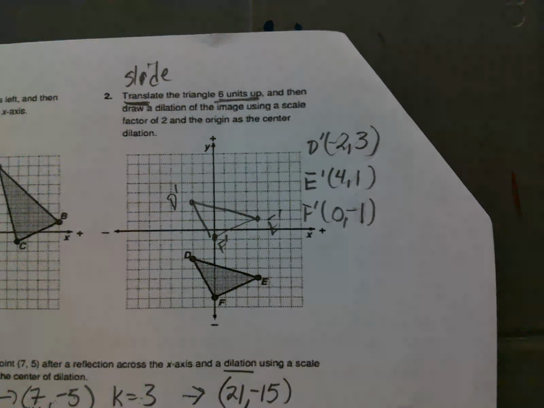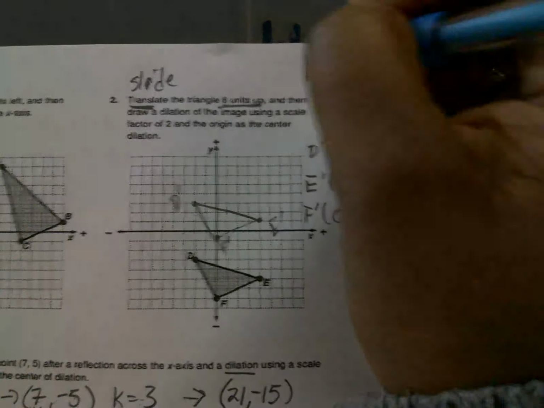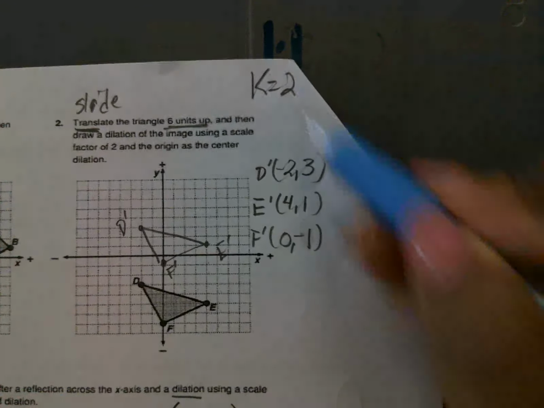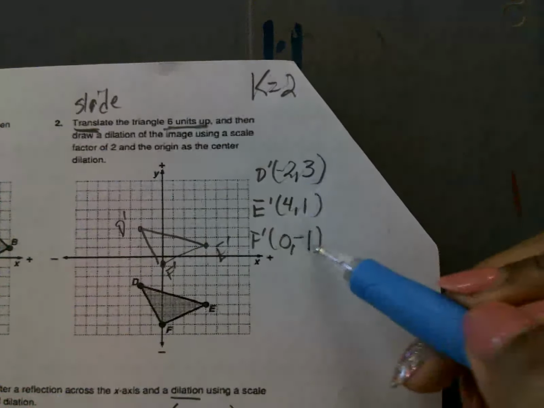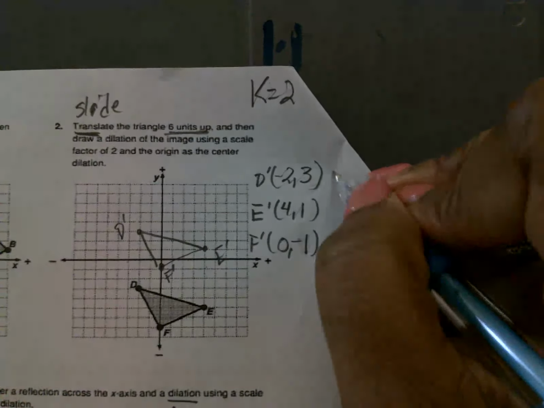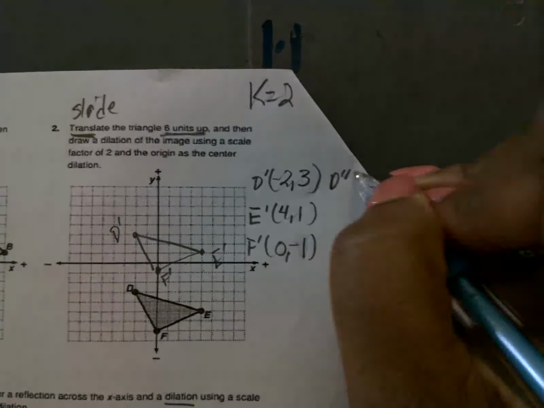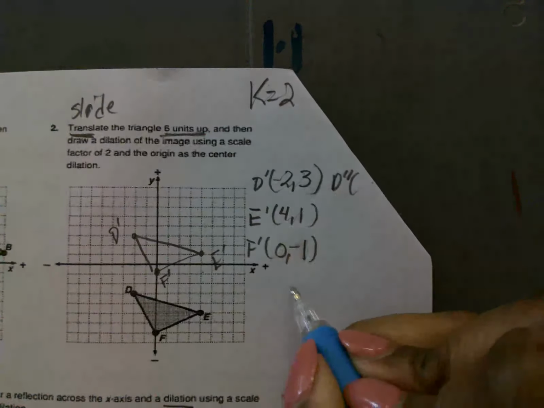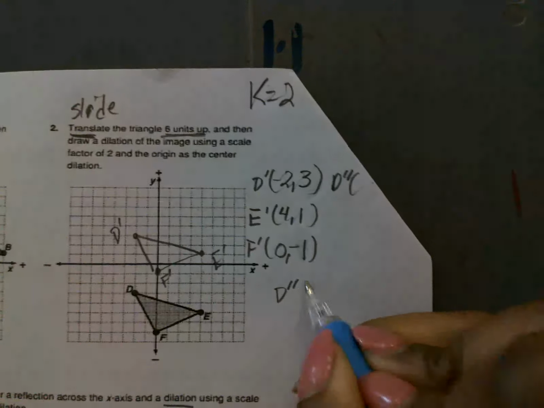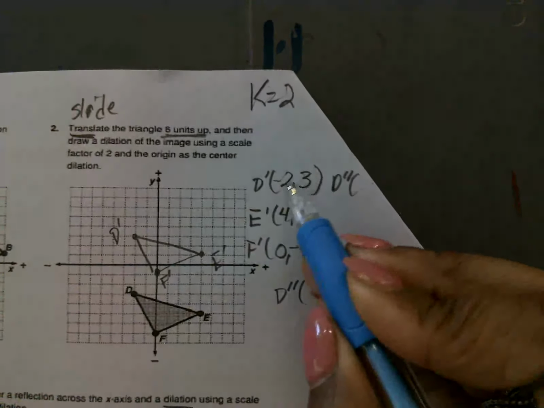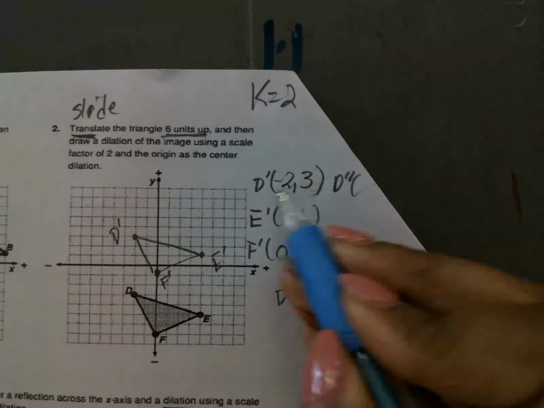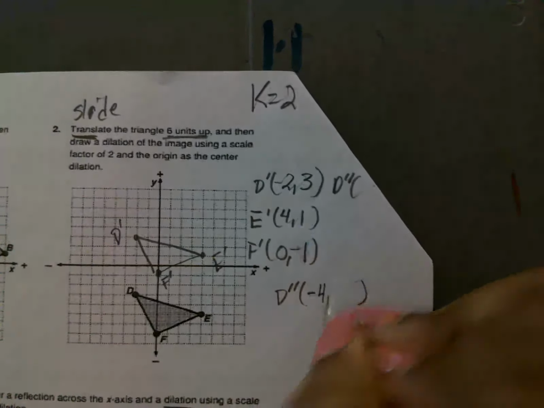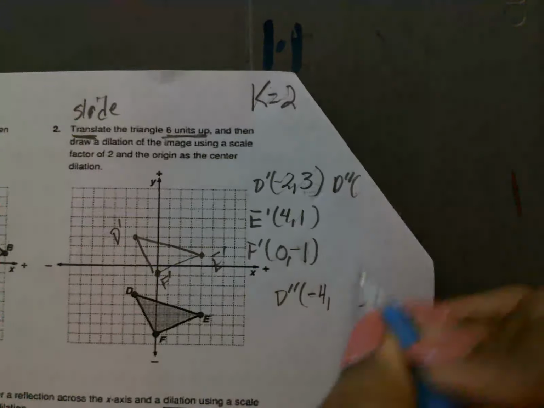All right, so now we're going to dilate. This is a scale factor of 2. So to do a scale factor of 2, you're going to multiply every single x and y value here by 2. So my new location for D, now it's prime, because this is the second location, and it kind of got cut off, so let me just write it down here. D prime, I multiply 2 times both x and y. So 2 times a negative 2 is negative 4. 2 times this 3 is 6.